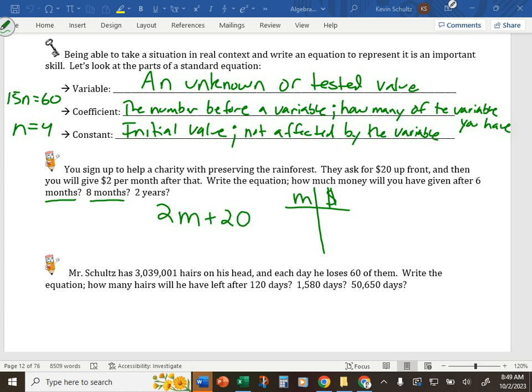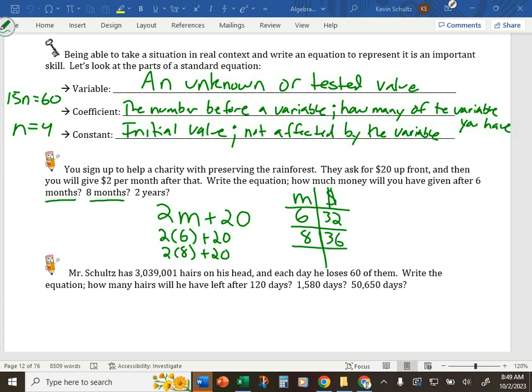After 6 months, how much have you given? $32. And how'd you get that? You do the 2 times 6, which is 12 plus 20. 2 times 6 plus 20. 12 plus 20, you've given a total of 32. How about 8 months? What'd you get? 36? And how'd you get that? 2 times 8. 2 times 8, 16 plus 20, $36.